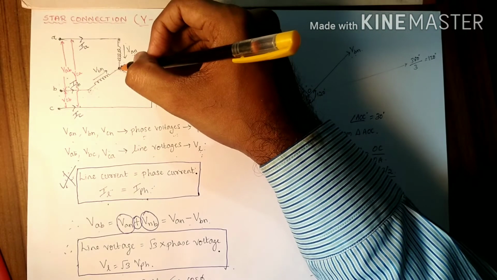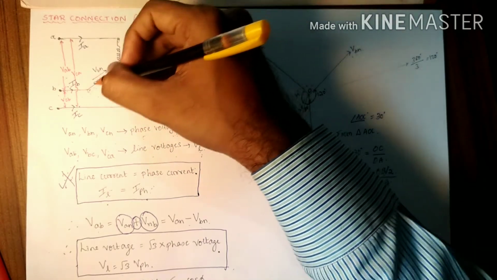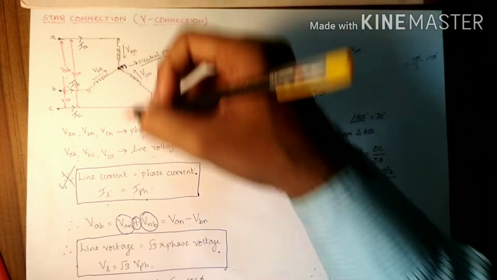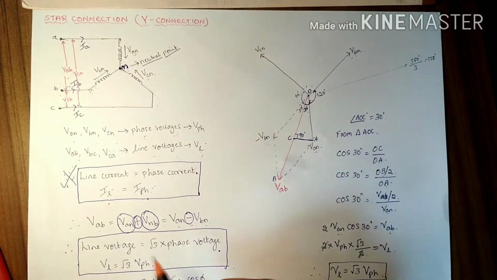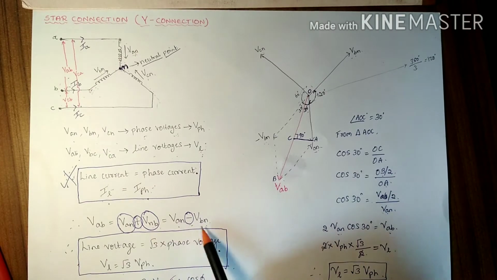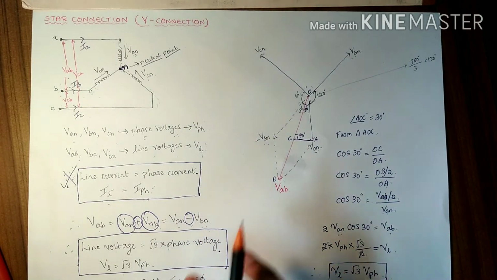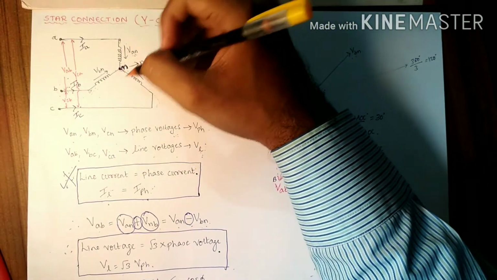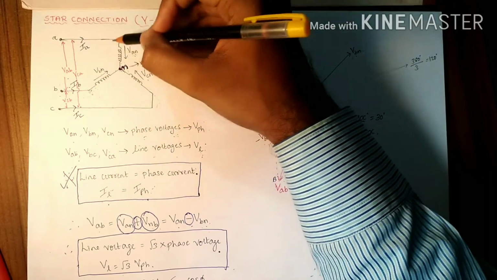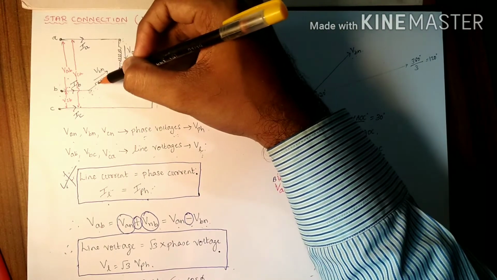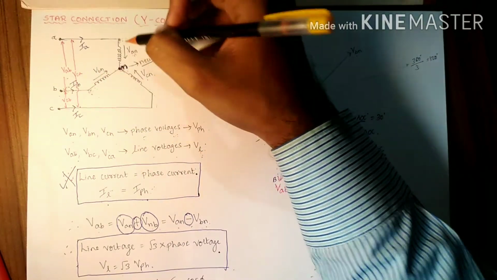So I have written VAN plus VNB or VAN minus VBN because I am opposing this. Here I am in the same direction. Here I am opposing this voltage. So you can write VAN minus VBN. It can be either plus NB or minus BN because all these are vectors. So you must take as per the direction. So VAN plus VNB or VAN minus VBN will give you VAB.